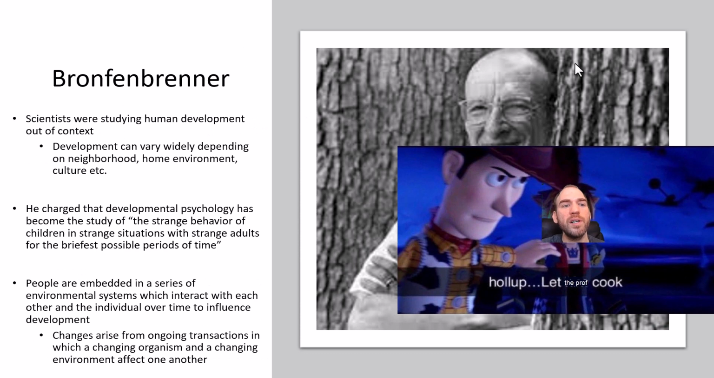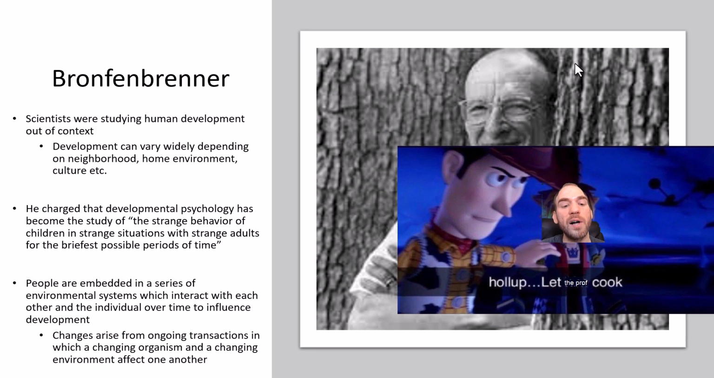Next, Bronfenbrenner argued that scientists were studying human development out of context. Development can vary widely depending on the neighborhood, home, environment, culture, and other areas. He charged that developmental psychology has become the study of, quote, the strange behavior of children in strange situations with strange adults for the briefest possible periods of time. People are embedded in a series of environmental systems, Bronfenbrenner argued, and these systems interact with each other and the individual over time to influence development.